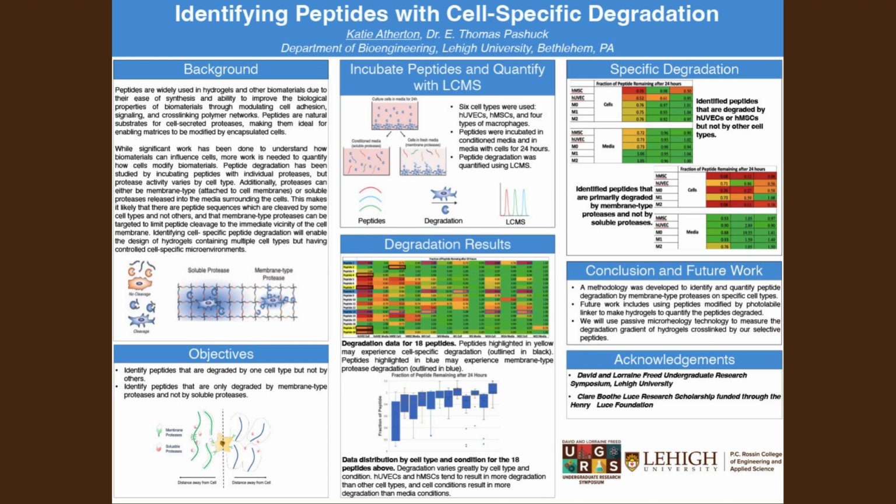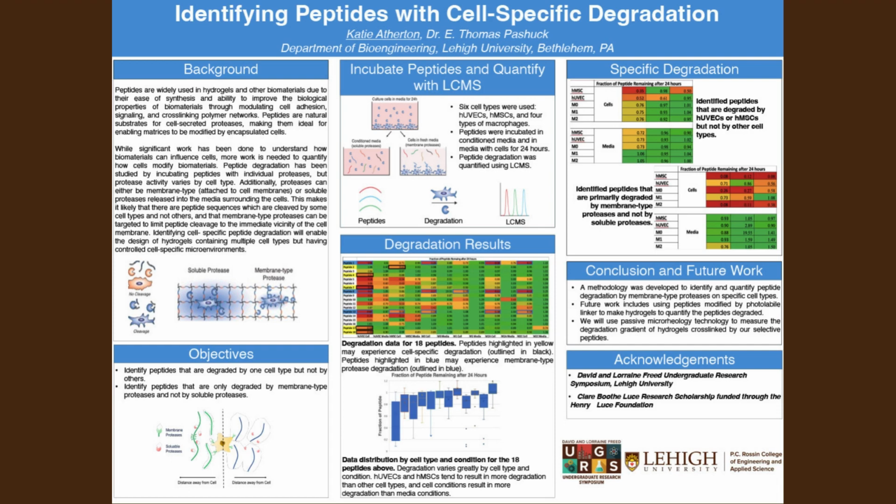I have been working with Professor Pashuk in the Department of Bioengineering, and we have been working on identifying peptides with cell-specific degradation. So to give some background, peptides are widely used in hydrogels and other biomaterials because they are relatively easy to synthesize, and they can greatly enhance the biological properties of biomaterials. They help modulate cell adhesion and signaling, and they cross-link the polymer networks of the biomaterials. Additionally, they are natural substrates for cell-secreted proteases, which makes them ideal for enabling the biomaterial matrices to be modified by the cells they contain.